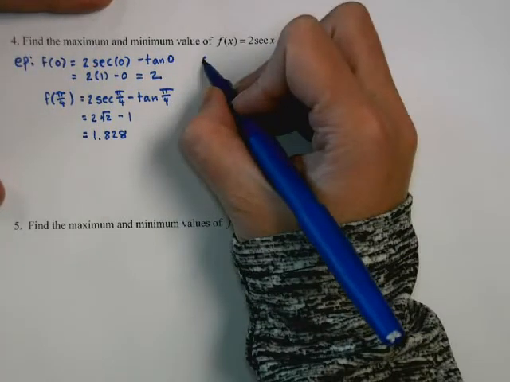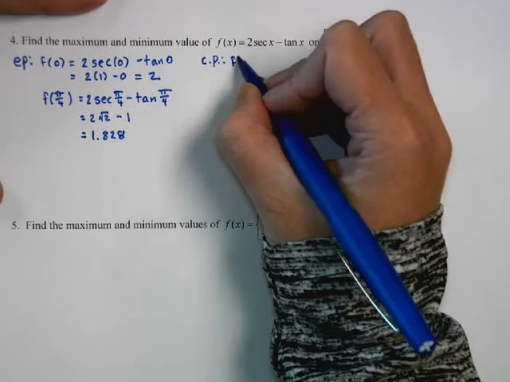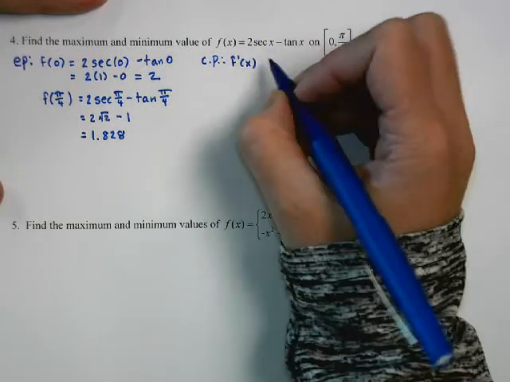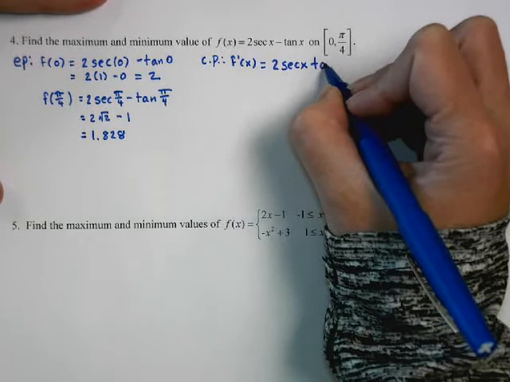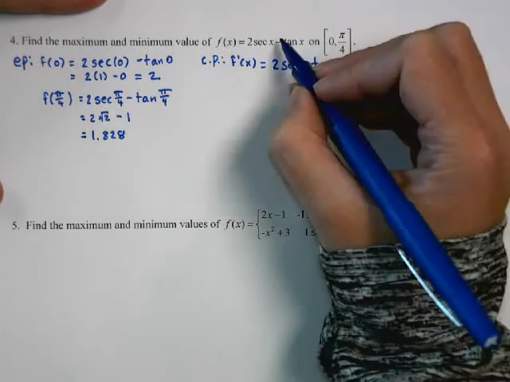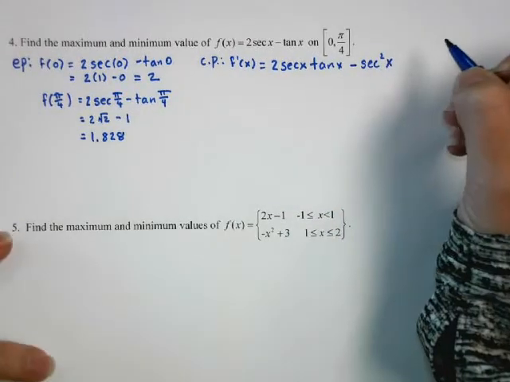For the critical points, we need to take the derivative. So the derivative of secant is secant of x tangent of x minus the derivative of tangent, which is secant squared x.